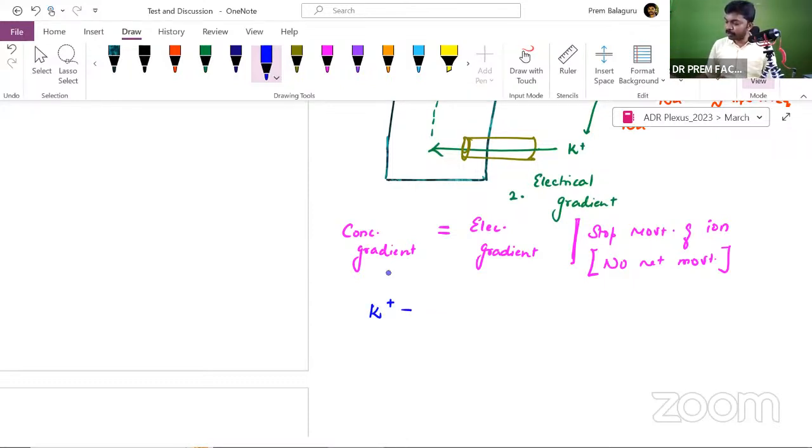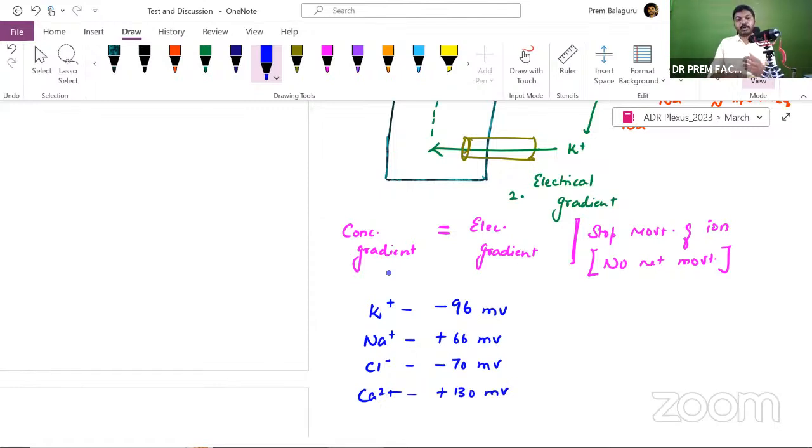So if you do this for the same cell, doctors remember this, for the same cell, the Nernst potential of potassium is going to be minus 96 millivolt. Nernst potential of sodium is going to be plus 66 millivolt. For chloride it is going to be minus 70 millivolt. For calcium, it's going to be plus 130 millivolt. So these are all different potentials you can record from the cell when you stop movement of potassium or sodium or chloride or calcium.